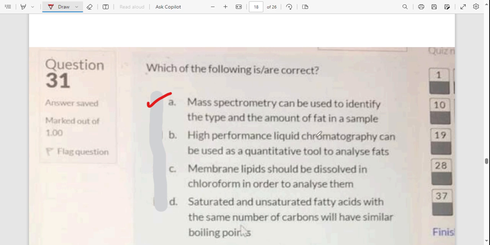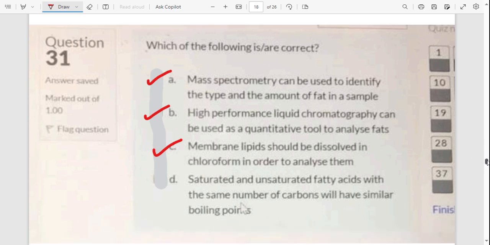High performance liquid chromatograph can be used as quantitative tool to analyze fats. Is that true? So this statement is also true. Chromatograph can be used to be able to quantitatively analyze fats. Quantitative analysis means you want to find out how much of fat you have, right? How much of fat. Membrane liquid lipids should be dissolved in chloroform in order to analyze them. Is that true? This is true. For membrane lipids, you have to be able to dissolve them in chloroform to analyze them.